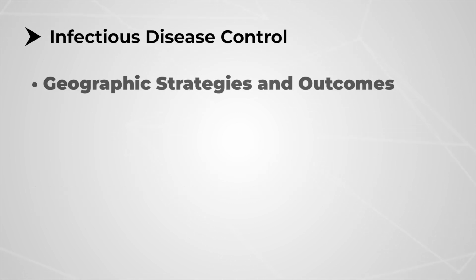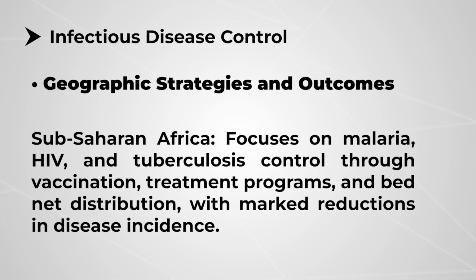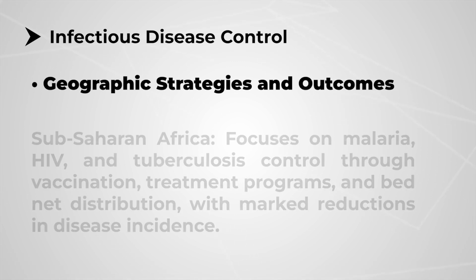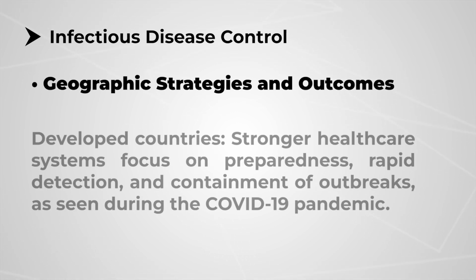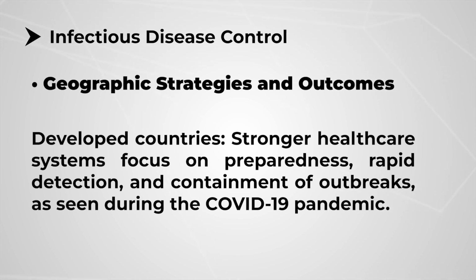So, what are the geographical strategy and outcomes? Sub-Saharan Africa focuses on malaria, HIV and tuberculosis control through vaccination, treatment programs and bed net distributions, with marked reduction in disease incidence. Then Southeast Asia's strategy includes improving sanitation and vaccination coverage to control diseases like dengue and cholera. Then developed countries, for example, have stronger healthcare systems and focus on preparedness and rapid detection and containment of outbreaks, as seen during the COVID-19 pandemic.